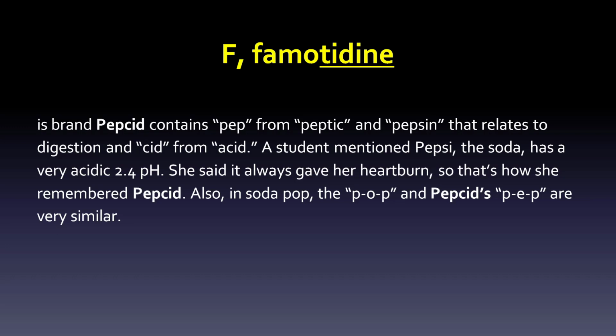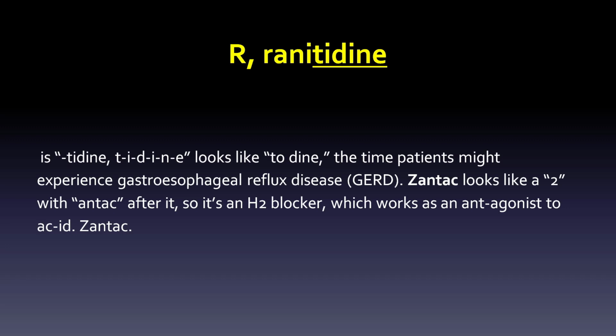F. Famotidine's brand Pepcid contains pep from peptic and pepsin that relates to digestion, and cid from acid. A student mentioned Pepsi, the soda, has a very acidic 2.4 pH. She said it always gave her heartburn, so that's how she remembered Pepcid. Also in soda pop, the POP and Pepcid's PEP are very similar. R. Ranitidine's tidine looks like tidine, the time patients might experience gastroesophageal reflux disease, GERD.